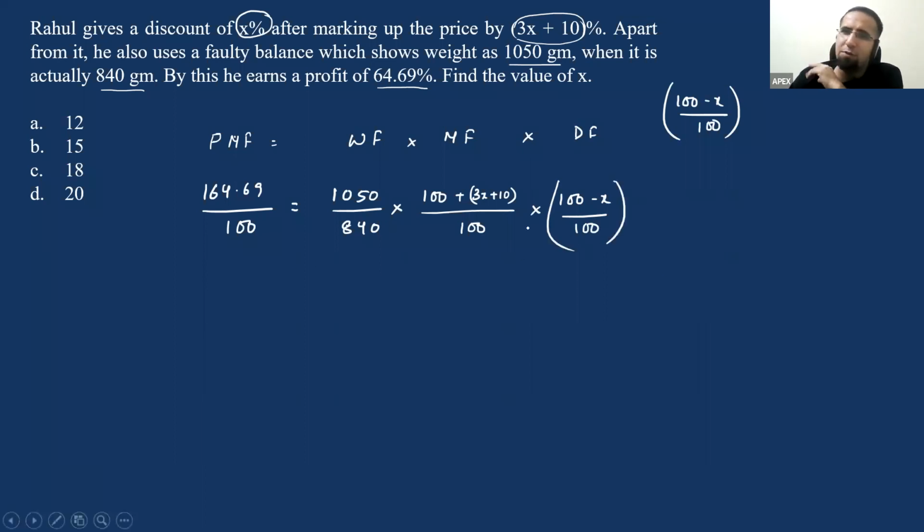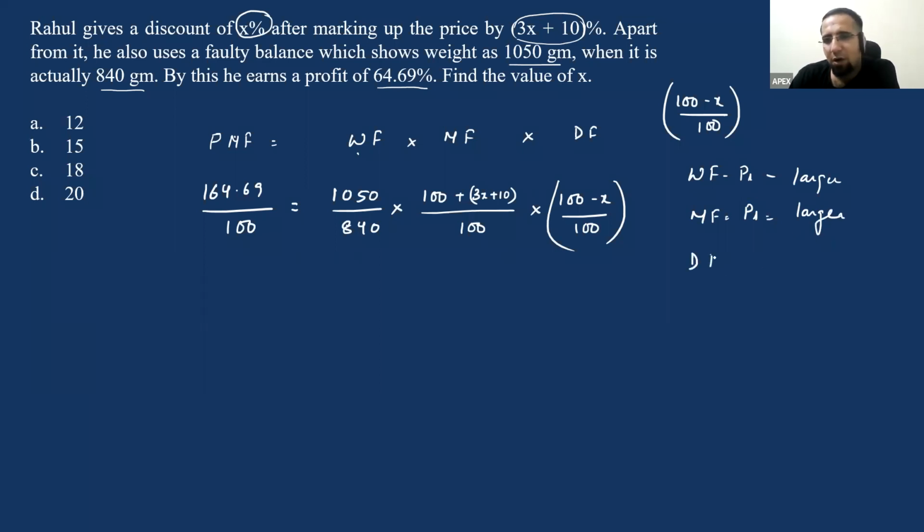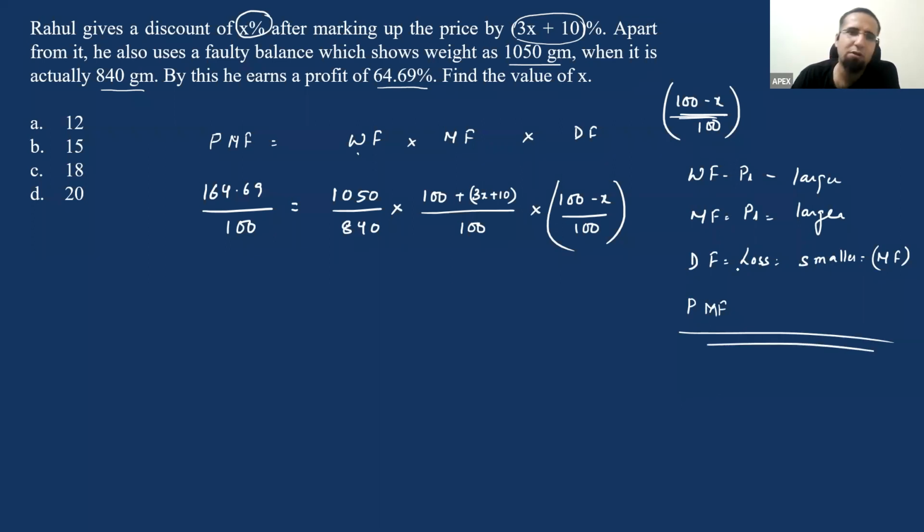If you calculate this, it becomes pretty easy. The weight factor, if it's making a profit, will be a larger fraction. The markup factor is always increasing the cost, therefore the multiplying factor will be a larger factor. Now, discount is generally a loss to him because the price is decreasing, therefore the multiplying factor will be a smaller one, because (100 minus x) by 100 is always a smaller fraction. All these should give you the profit multiplying factor. Once you solve this, you will get the value of x and that should be your final value.